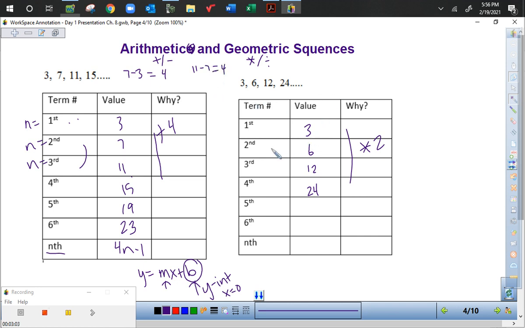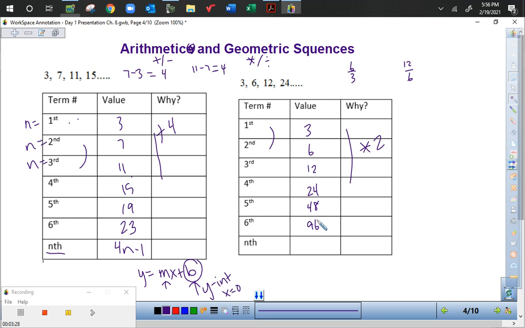For geometric, you're still going to go second, then first, third, then second, backwards, but if you're testing for multiplication or division, we're going to take 6 over 3 and compare it to 12 over 6 to see if they match. Okay, so if it's not obvious, that's the route you're going to do. From here, we can see times 2, so 48, and then 96. And our nth term, we want to come up with a pattern just like we did for the last one.